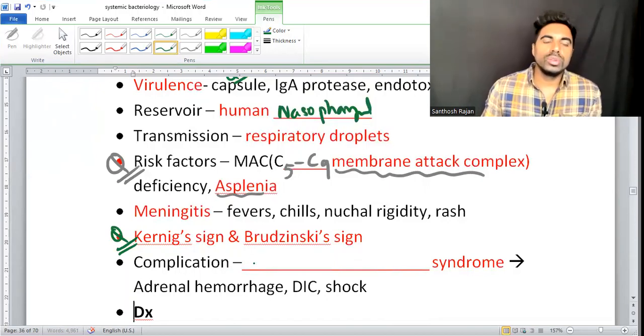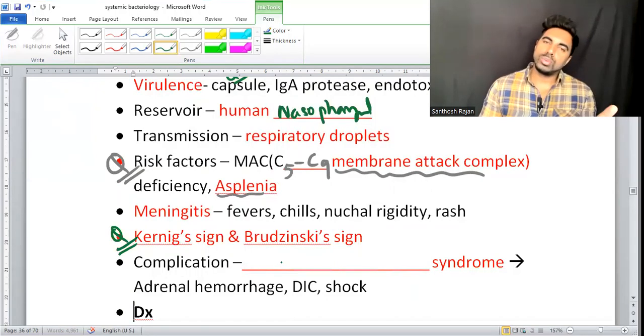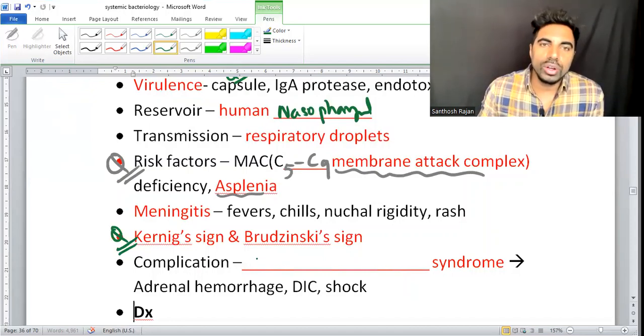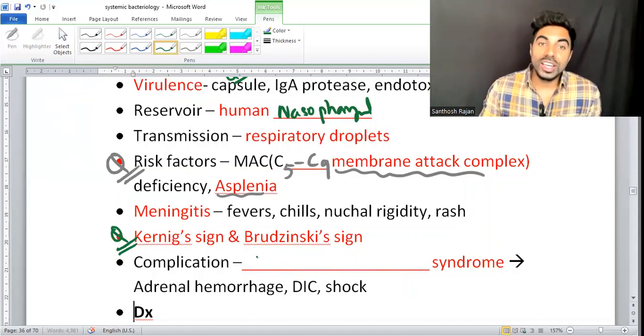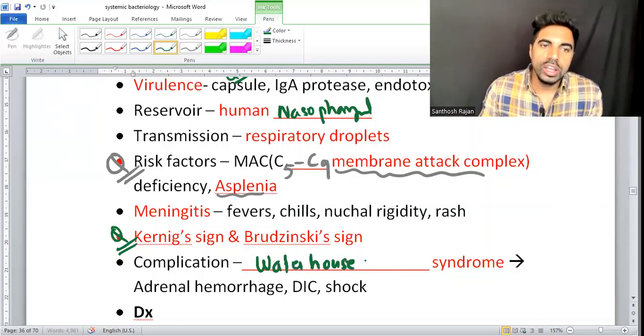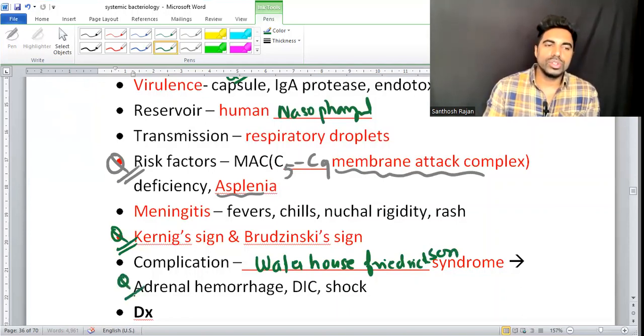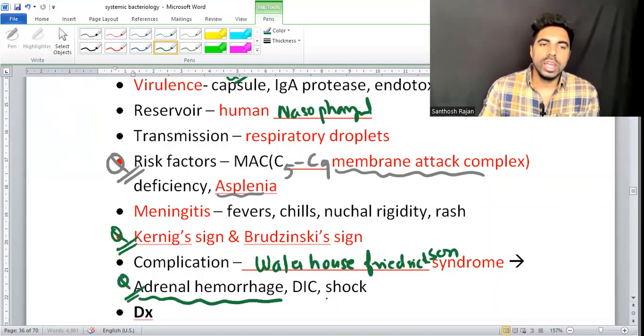Now, complications, that's important. There are two: meningococcus causes one and gonococcus causes one. Meningococcus causes which one? Remember, Waterhouse-Friderichsen syndrome. This is basically adrenal hemorrhage. This patient will have adrenal hemorrhage. That's the Waterhouse-Friderichsen syndrome caused by meningococcus.